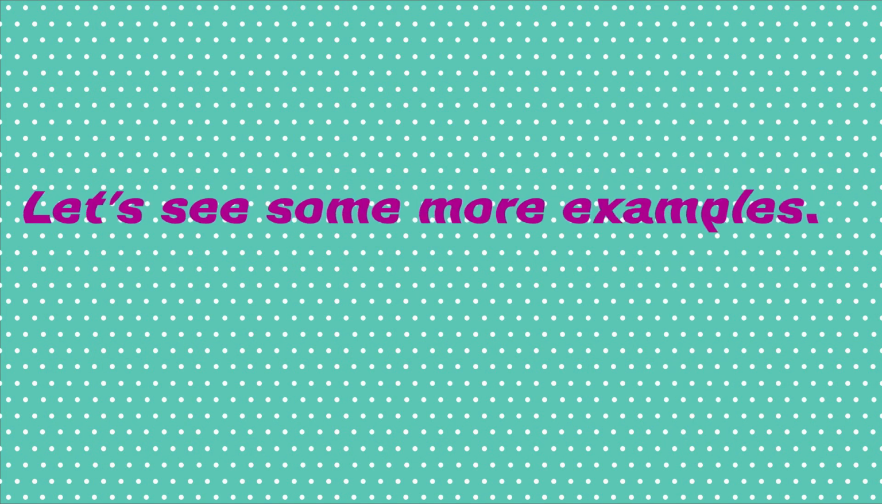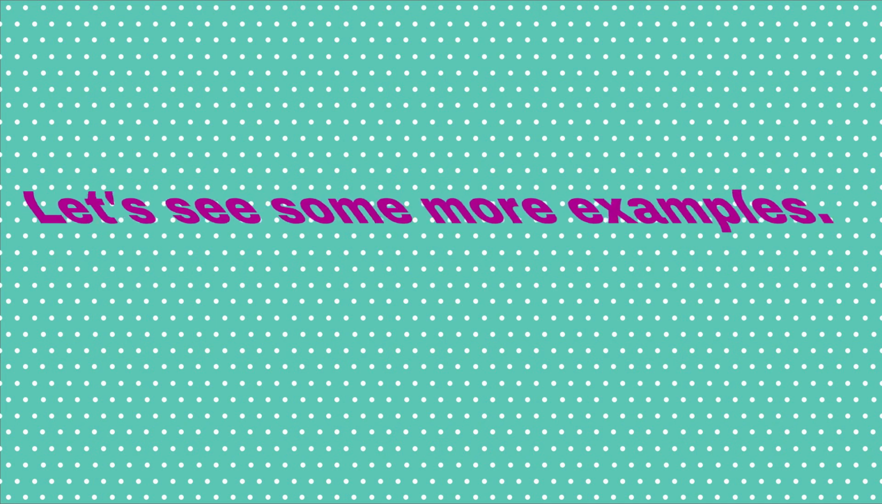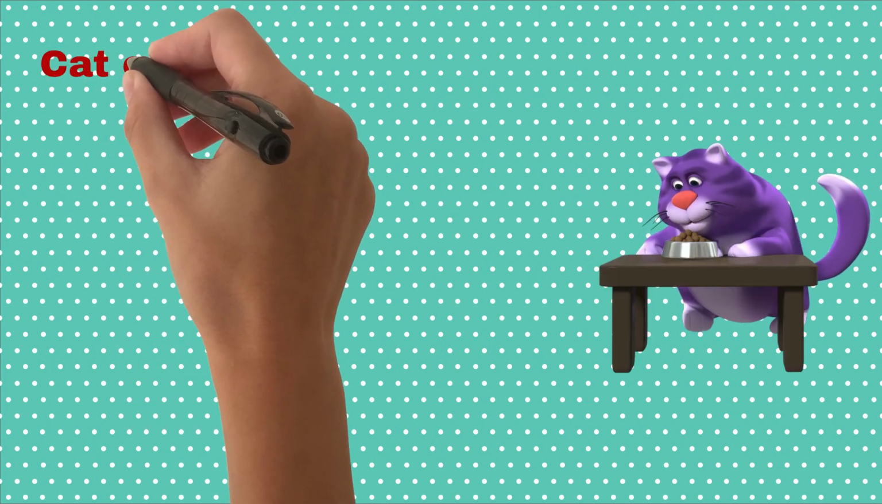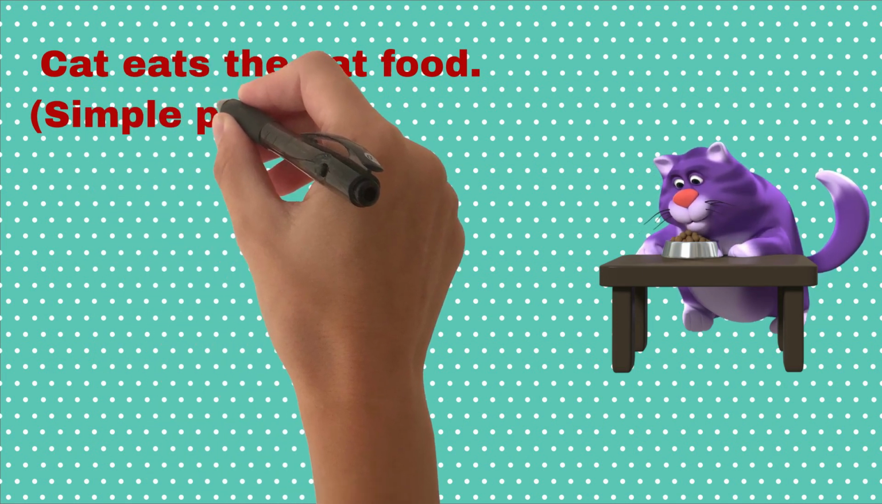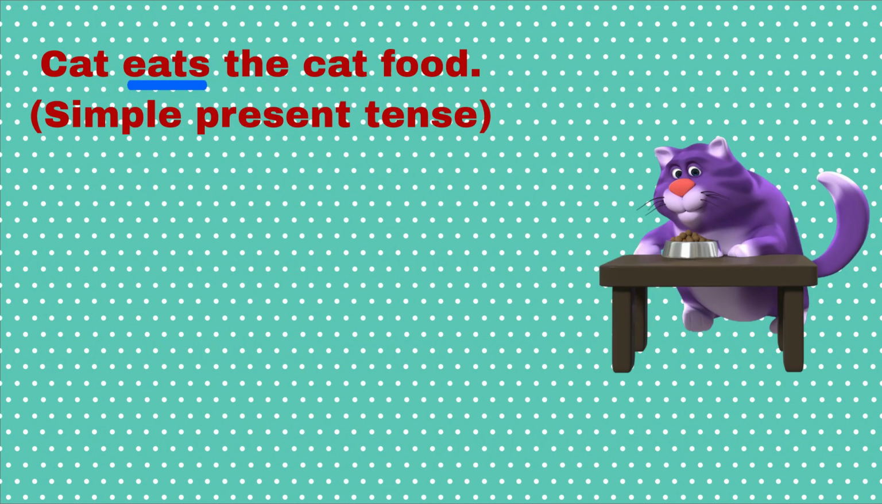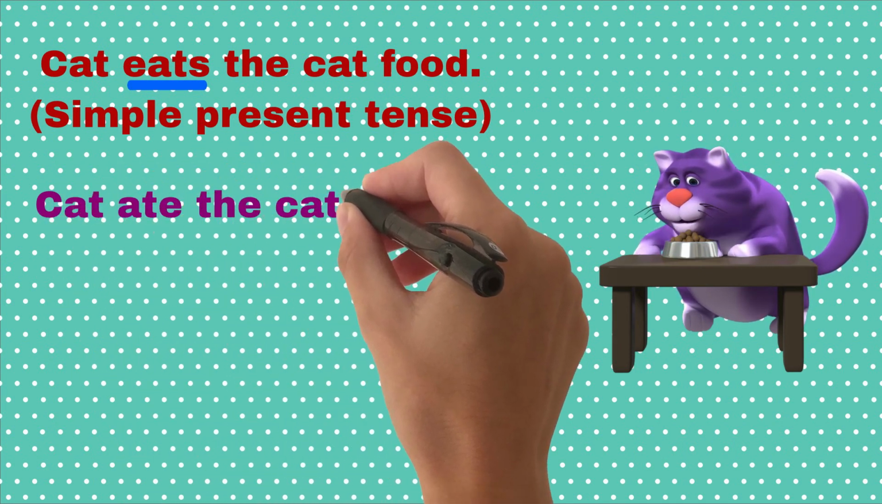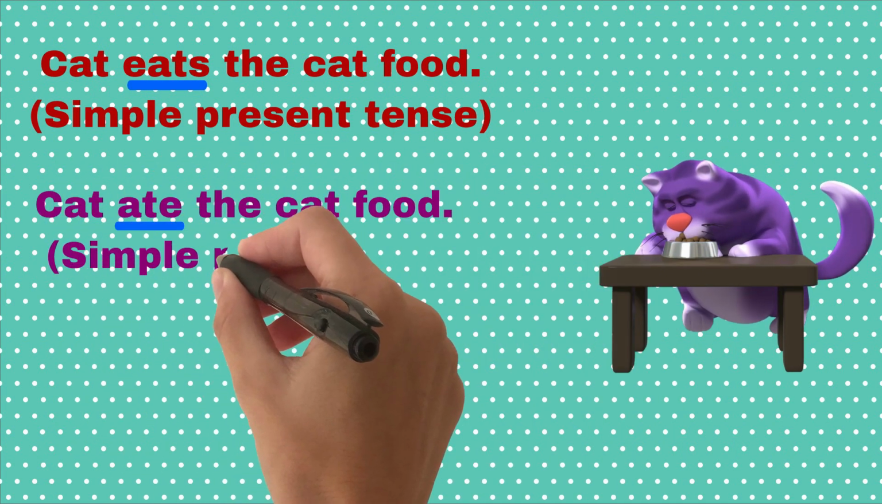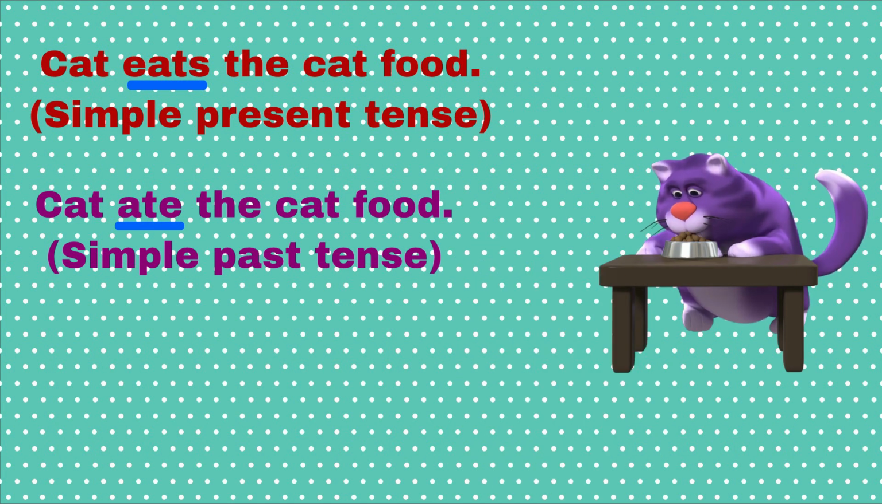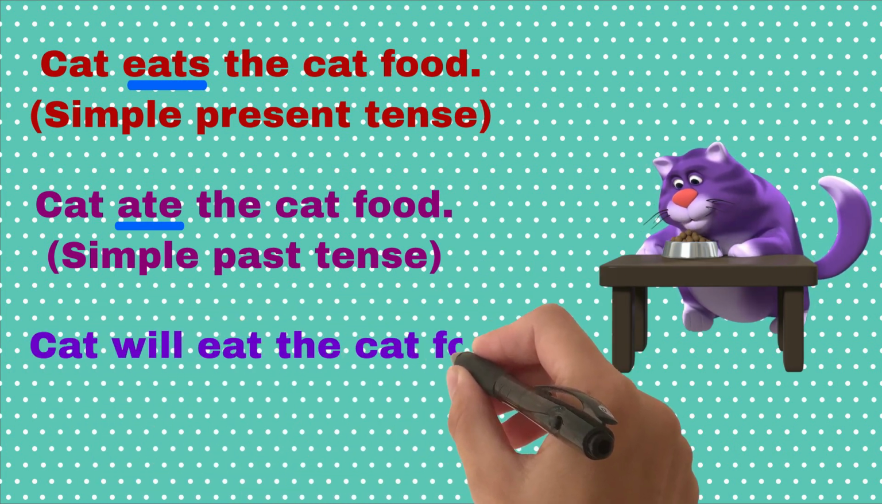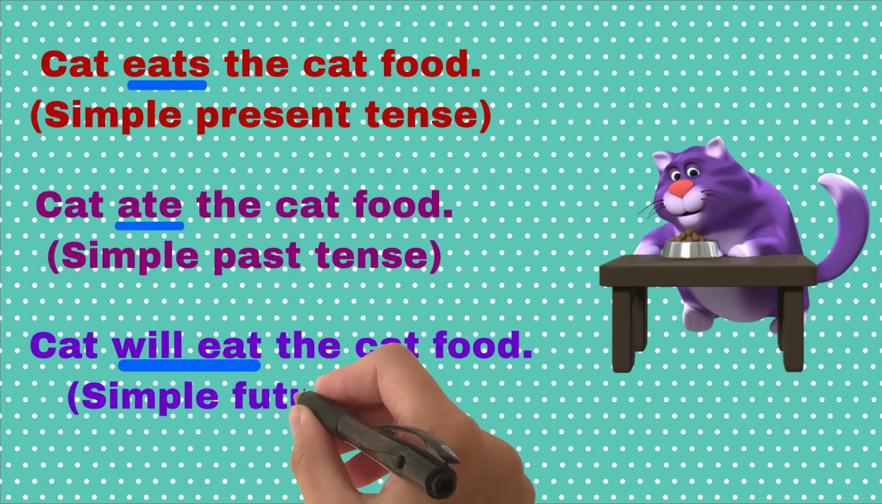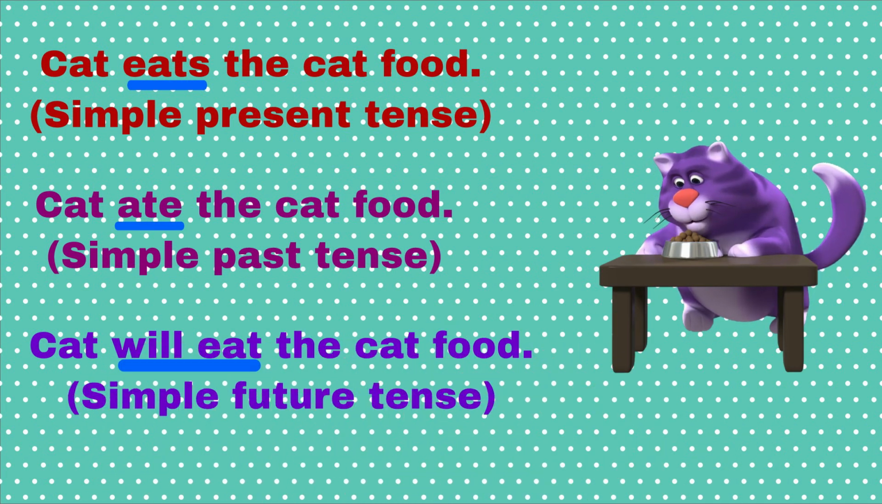Let's see some more examples. Cat eats the cat food. It is simple present tense. Cat ate the cat food. It is simple past tense. Cat will eat the cat food. It is simple future tense.